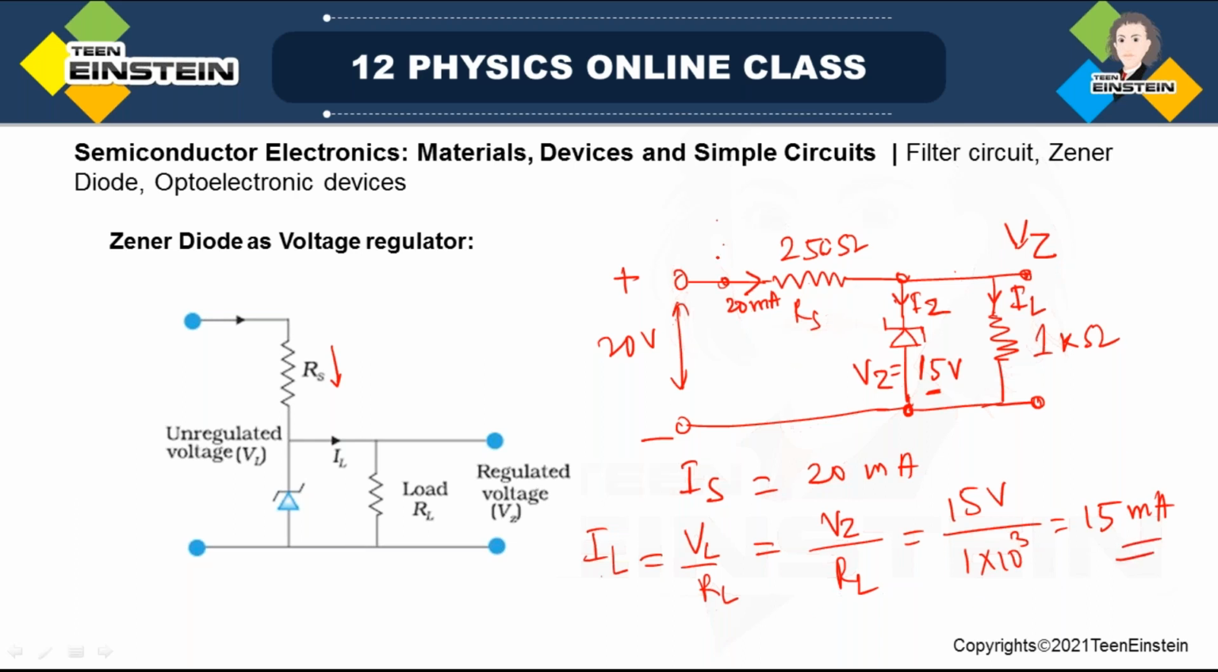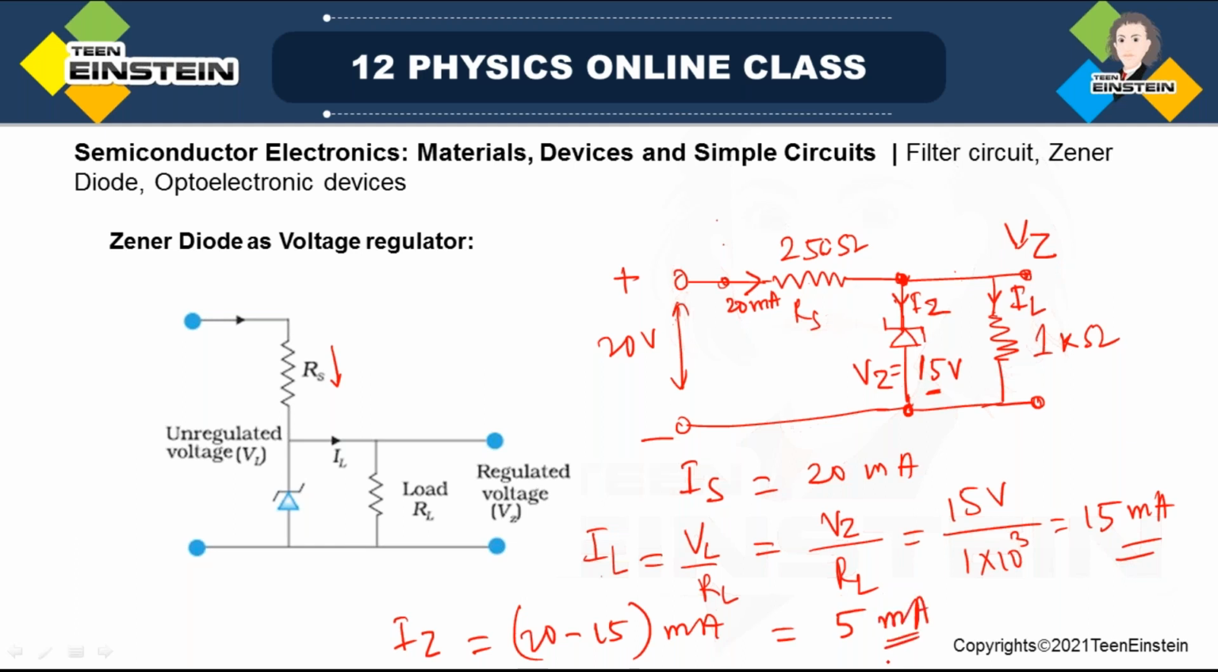So the total current in the circuit through RS is 20 milliampere, and upon coming up to here, it will be branched into two. One will be through the Zener diode, and another part will pass through the load resistance. The remaining current, 20 milliampere minus 15 milliampere, gives you the Zener current. Taking the difference, the current through the Zener diode will be 5 milliampere.